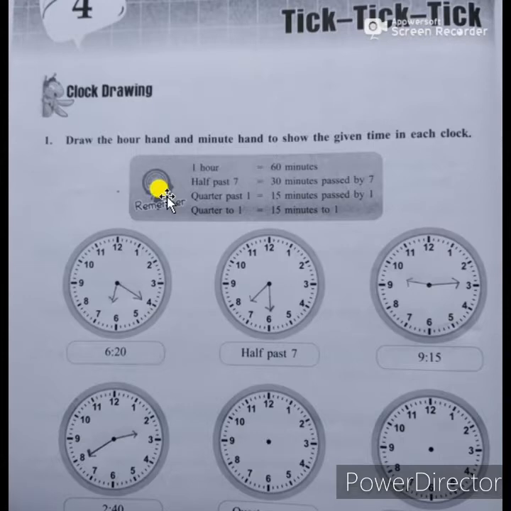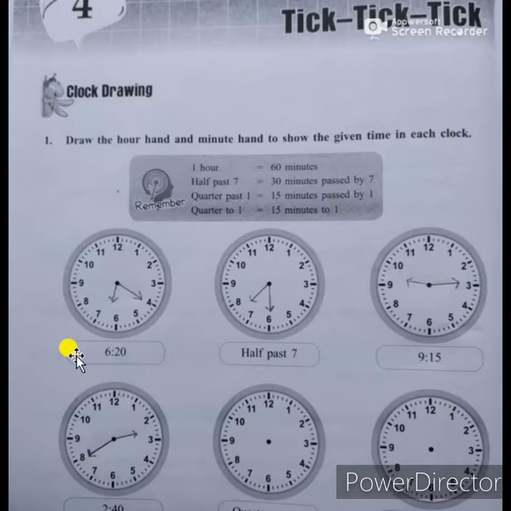The first question is draw the hour and minute hand to show the given time in each clock. Here we have given many clocks. Some of the time I will show there. Time they have given, we have to draw the hands, minute hand and hour hands. The first clock he is asking for 6:20. That means 6 hours and 20 minutes.